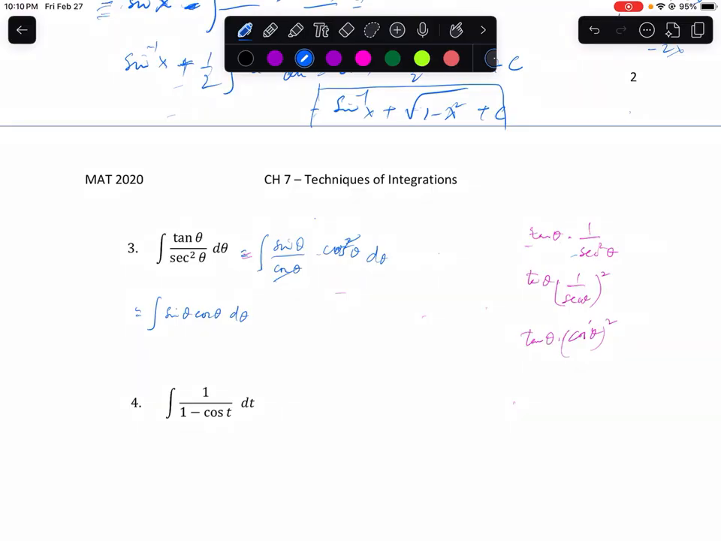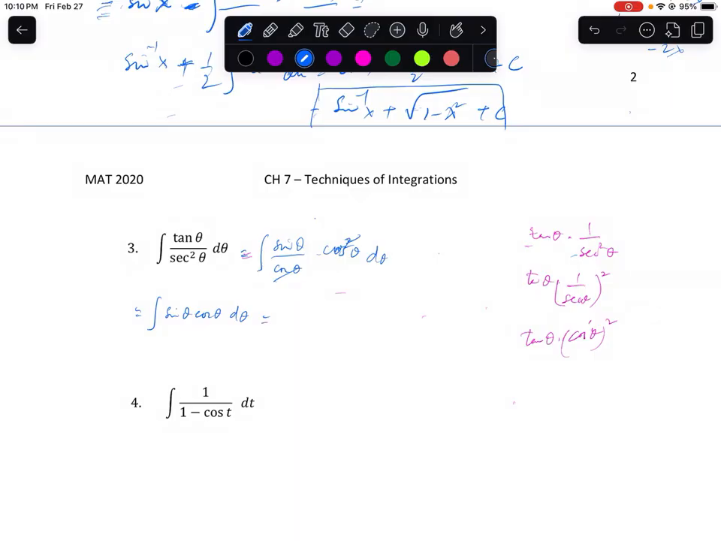Now from here you can do it in different ways. You can choose the u substitution with u equal to sine theta, then find the du, plug in the values and simplify it. Or you can use u equal to cosine theta and do the same process. But I will do it in a third method.